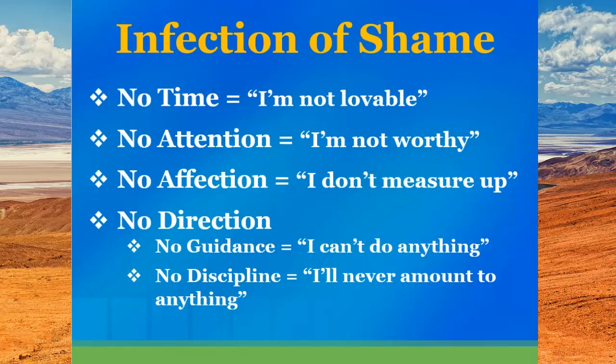One with little or no guidance can develop a sense of incompetence and a core belief that I can't do anything right. One with little or no discipline may begin to feel that they're not worth the effort because they'll never amount to anything. So as you can see, all of these self-statements become core beliefs. These core beliefs, also known as mental filters, can become deeply ingrained in the young mind of a child. Then they begin to live as if those beliefs are true.